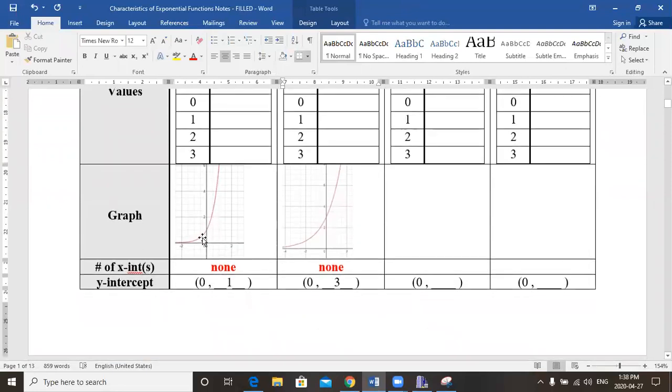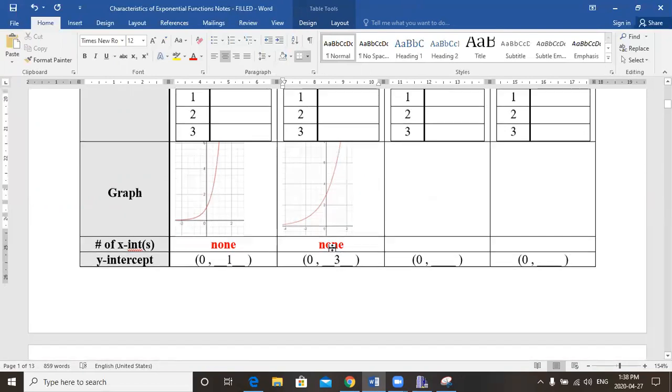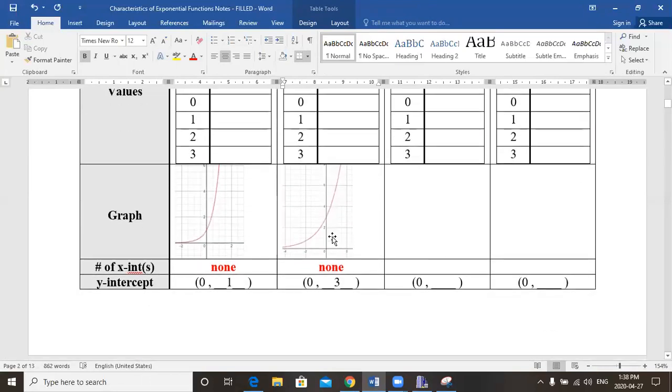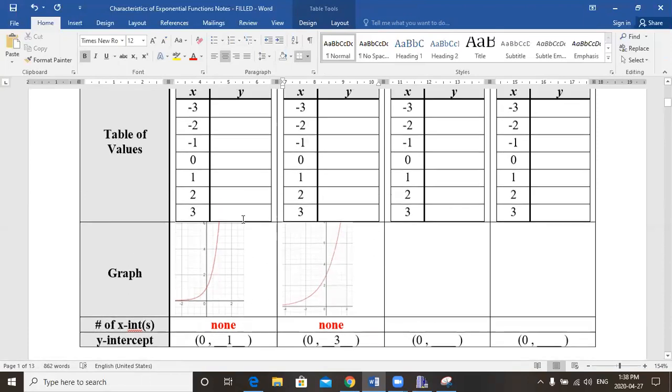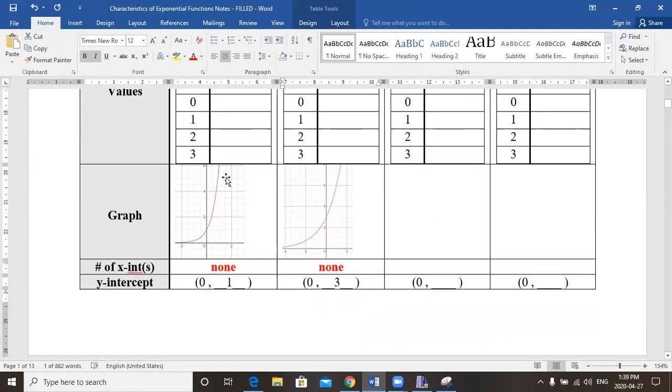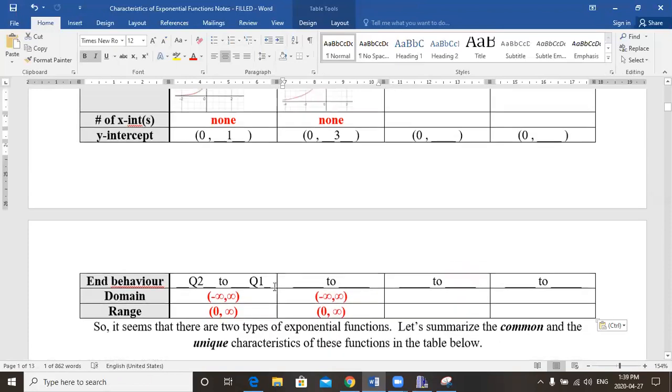The domain and range would be the same. The domain is negative to positive infinity and the range is 0 to positive infinity. So the domain and range would be the same as the first example. And it's interesting because it is this exact same graph. The only thing that's different is that the initial value is changing, or the y-intercept is changing, and it's not as steep. Here you notice that this graph is steeper. It's because the base is bigger. 6 is larger than 2, so it is a larger base. Notice though that the graph does swing up. It's increasing, okay? And it still goes from quadrant 2 to quadrant 1.